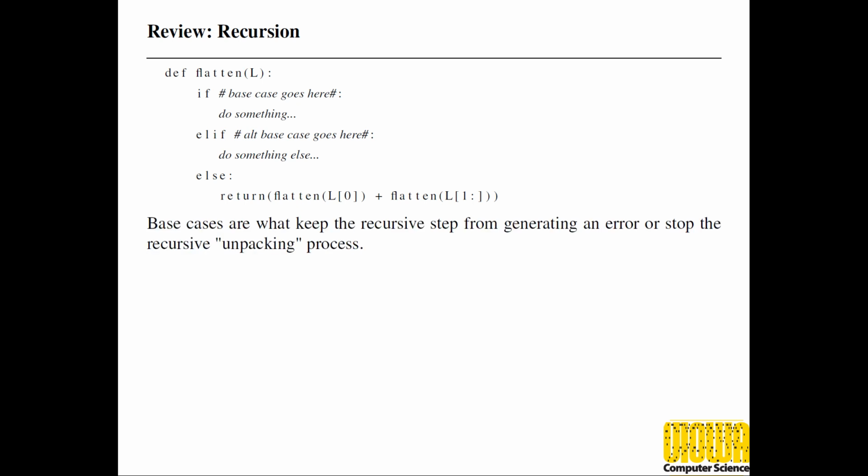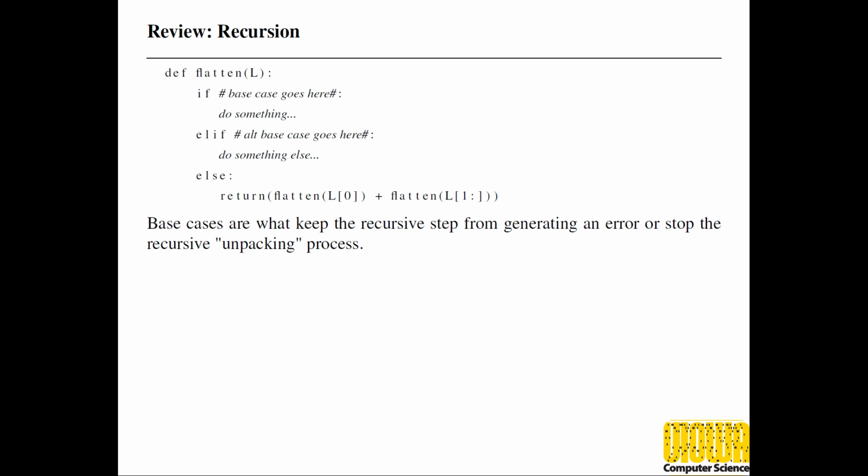All right, so base cases are what keeps the recursive step from generating an error or stop the recursive unpacking process. So let's see what these mean. Well, in the first case, I have here, take the first element of L and flatten it, and then take the rest of the elements of L and flatten it. What error might I generate if I'm not careful? How would that break? Is there an L that would cause those to break? Anyone? What list do you know? Yeah, go ahead.